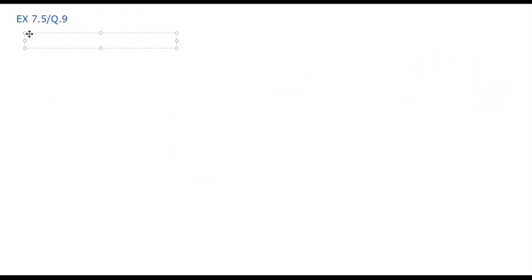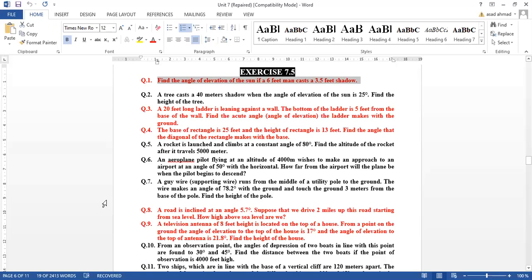So let me read the statement and then we will translate the statement into the diagram. Let's see what is written in question number 9. A television antenna of 8 feet height is located on the top of a house. From a point on the ground, the angle of elevation to the top of the house is 17 degrees, and the angle of elevation to the top of the antenna is 21.8 degrees. We need to find the height of the house.